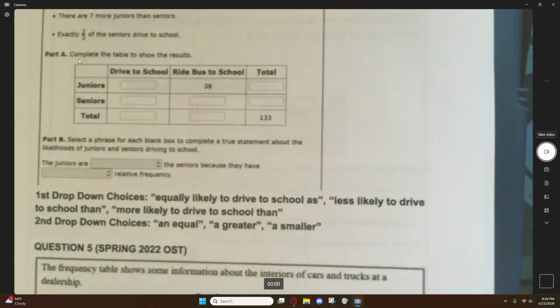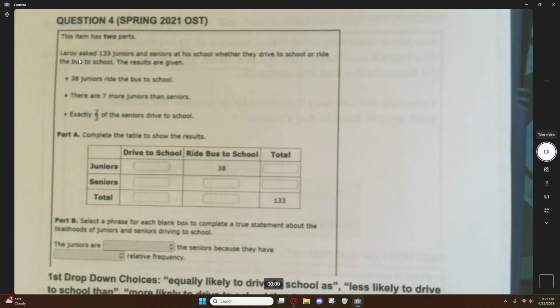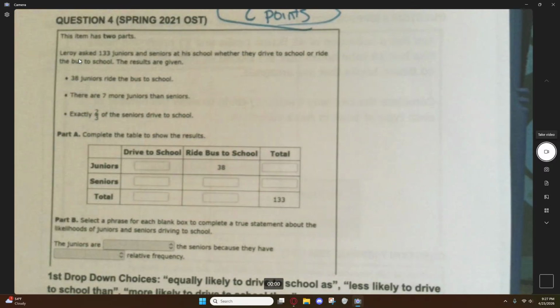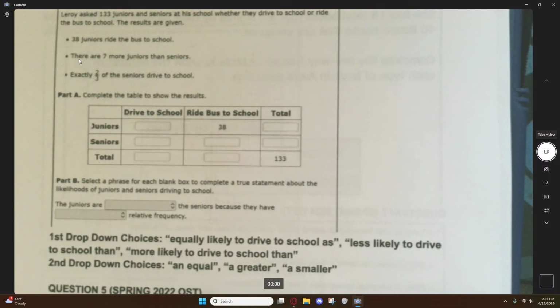Question 4. This item has 2 parts, which means it's probably worth 2 raw points on the state test, so good to know. Leroy asked 133 juniors and seniors at his school whether they drove to school or rode the bus to school. The results are given. 38 juniors ride the bus to school. There are 7 more juniors than seniors, and exactly 2/3 of the seniors drive to school. Complete the table.